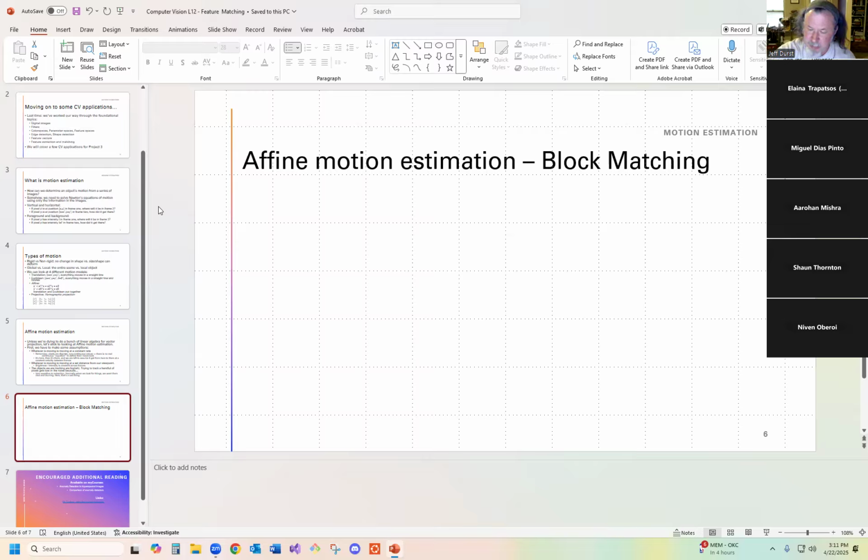So if you think about it, you've got your right image, and there's your person, and there's your soccer ball. And so for affine motion estimation, what we're going to do is divide this into blocks. We've done this a lot. We've seen it a lot with filters. It's kind of our standard.